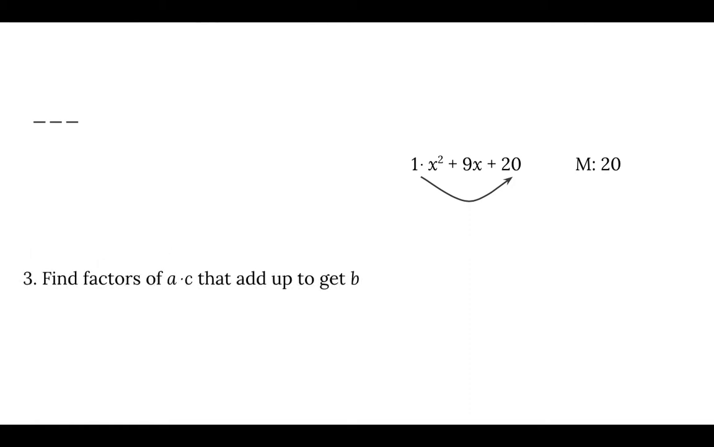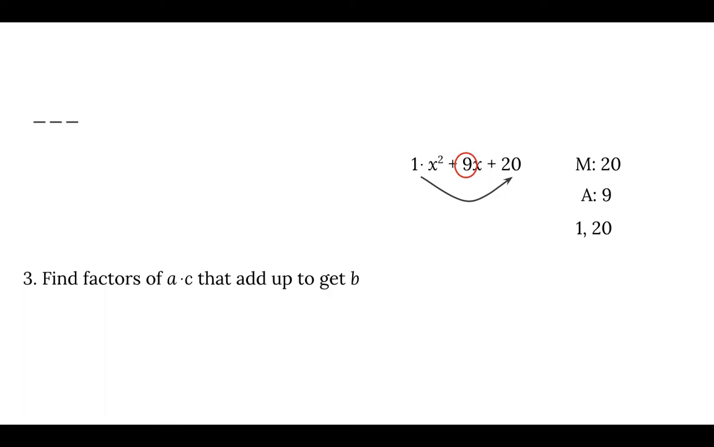Step 3, find factors of A and C that add up to get B. Now, the number that's in the B position is 9. So whatever factors I get of 20, they have to add up to give me the number 9. So I'm looking for two numbers to multiply to give me 20, that at the same time, if I add them up, I'm going to get 9. And I'm just going to start listing out factors of 20. The easiest factors that I can think of are 1 and 20, because 1 times 20 is 20. Now, if I add 1 and 20 together, I get 21, and that's not 9.